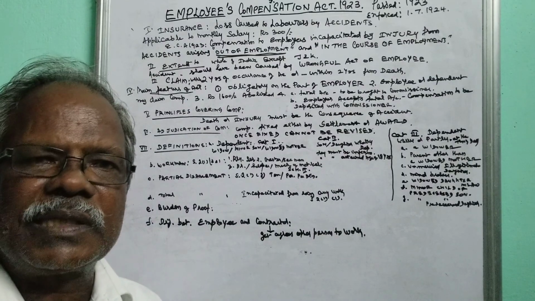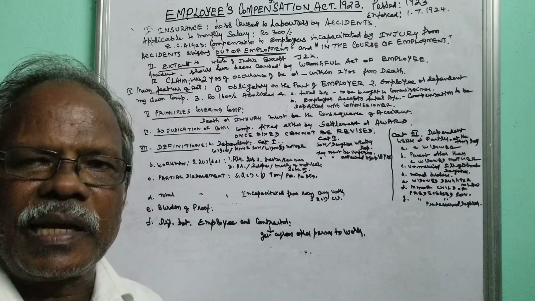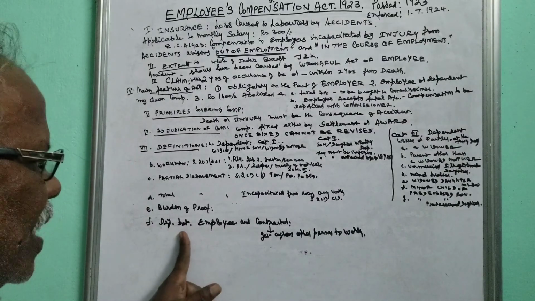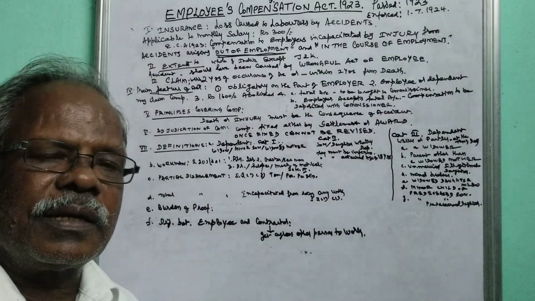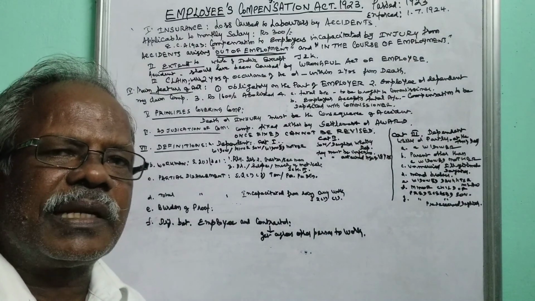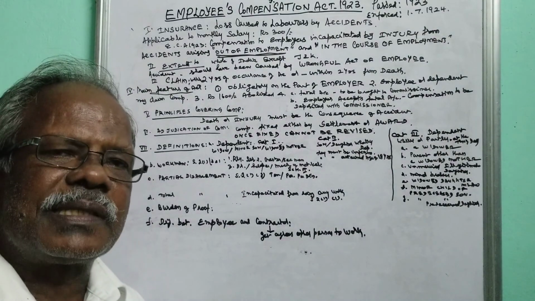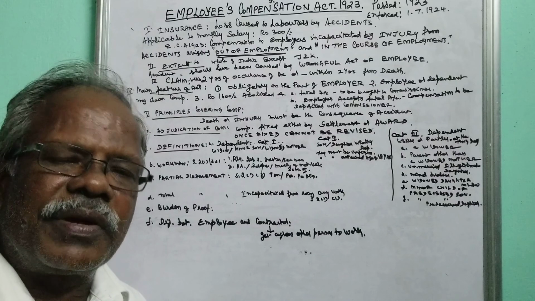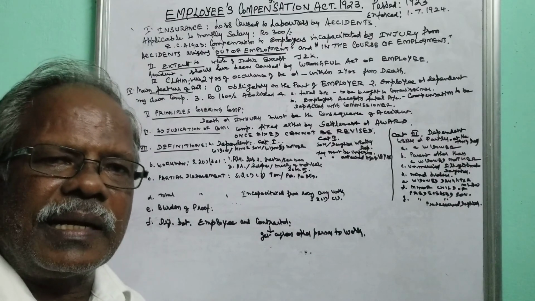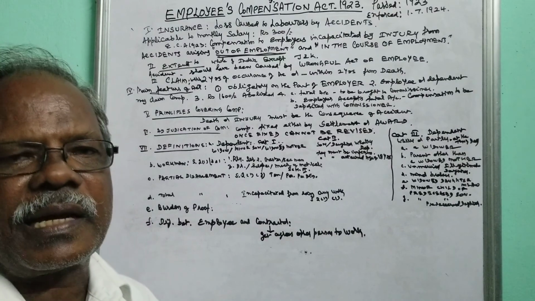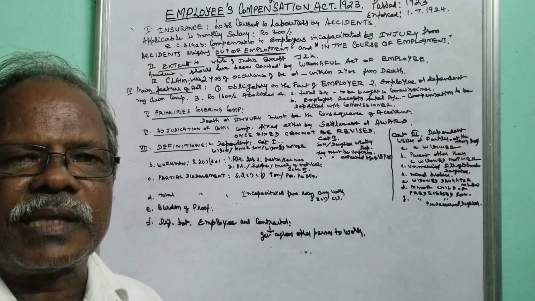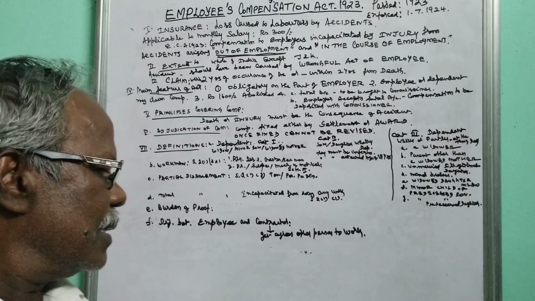Once the compensation is fixed, it cannot be revised. And the difference between employee and contractor: sometimes, even if the job is given to a contractor, and the work is done under the control of the contractor, even then they are eligible for compensation.